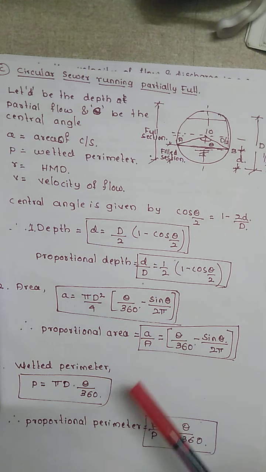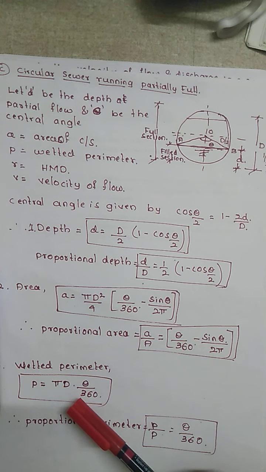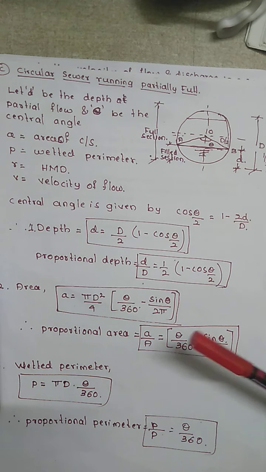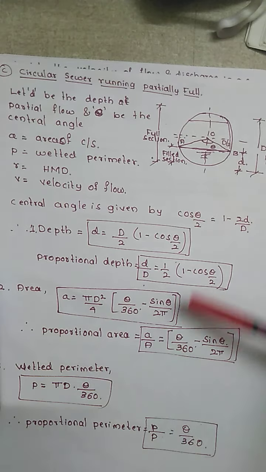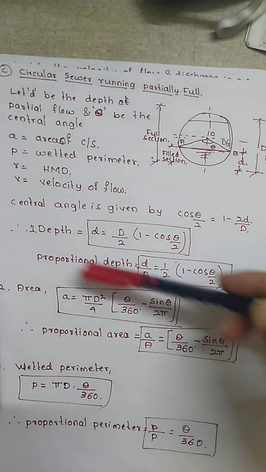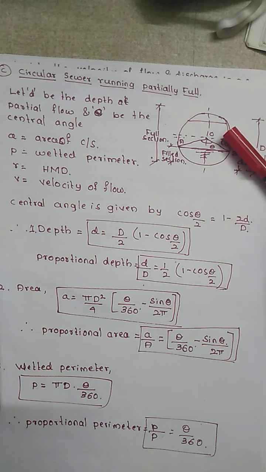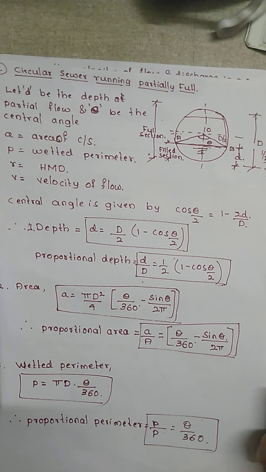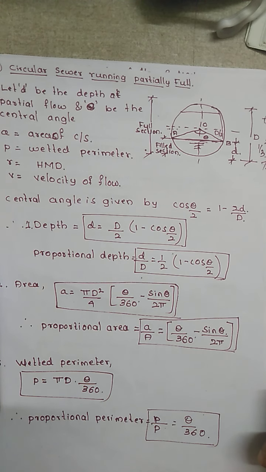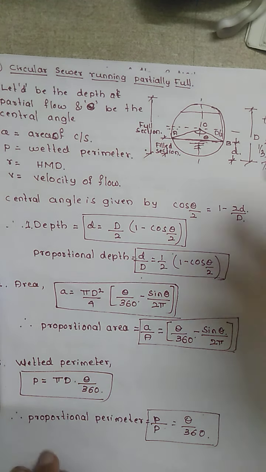Then wetted perimeter is given by small p is equal to pi d into theta divided by 360. This is the small a or the small d when the sewer is going to run partially full, that is either 1 by 3 or might be 2 by 3. Under these circumstances, the small a and the small p, the wetted perimeter and so on, represent the partially full flow condition. So the proportional perimeter is small p by capital P is equal to theta divided by 360.